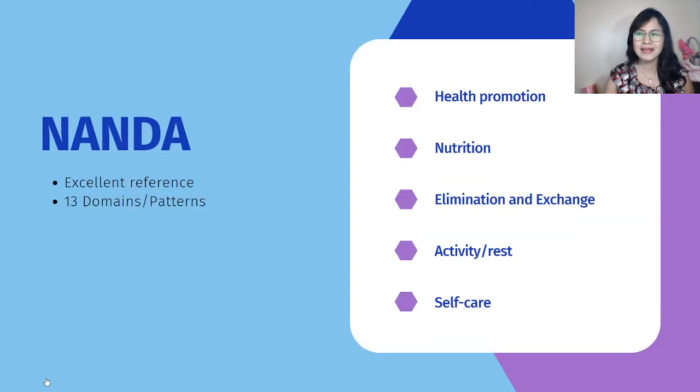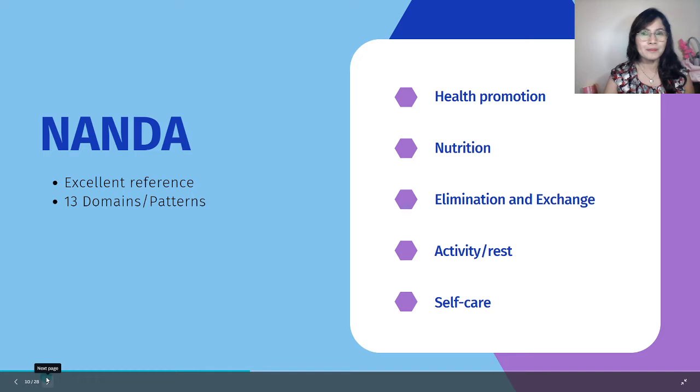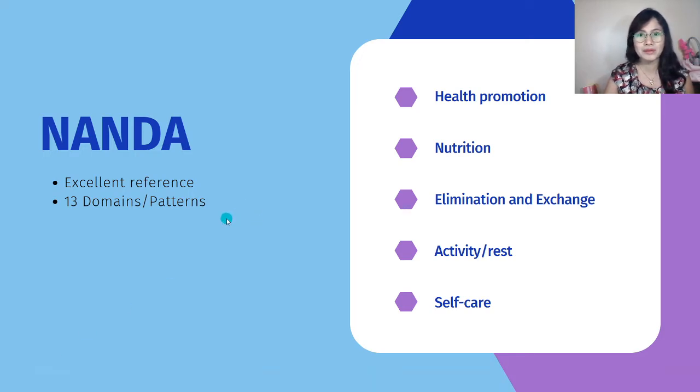So, let's take a look at this one. As I've mentioned to you, there are 13 domains or patterns. The first one is health promotion. Health promotion is the awareness of well-being and the strategies used to maintain control of the well-being, or being normal, or having a normal functionality.